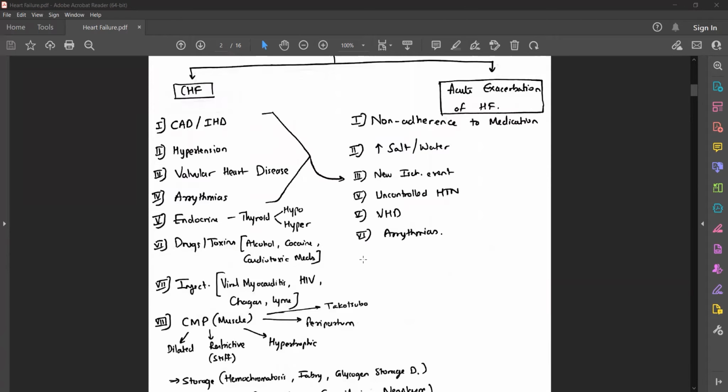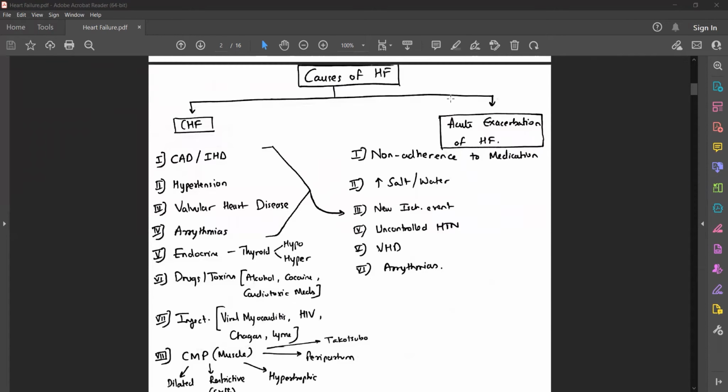Now, let's try to understand the acute exacerbation of heart failure. Now, whenever you admit a patient in the hospital with acute exacerbation of heart failure, the first thing that you should think about is why did this patient go into acute exacerbation? If the patient was stable at baseline, taking all his meds, is adherent with all his meds, then what exactly happened? So, as I said, the number one cause of acute exacerbation of heart failure is patient not taking his med, non-adherence to medication, then excessive salt and water intake.